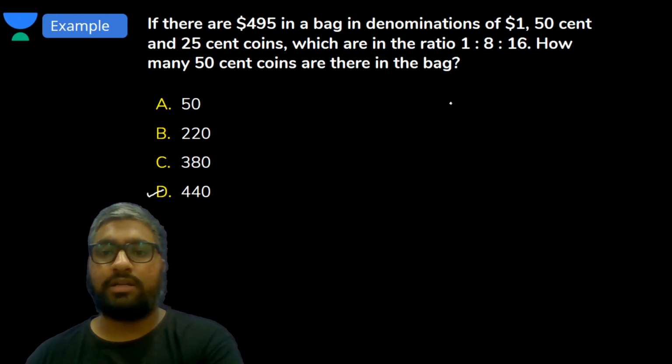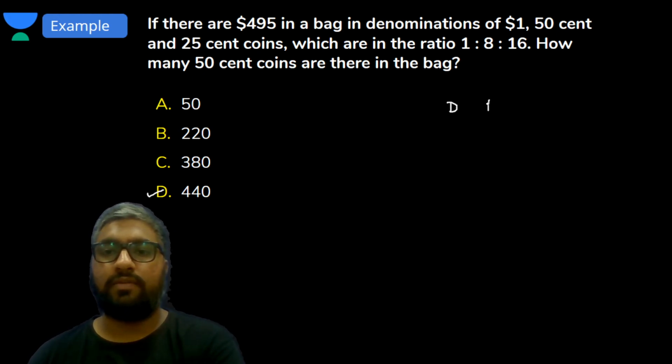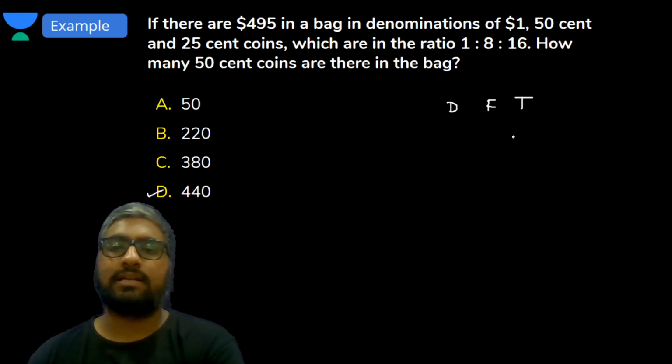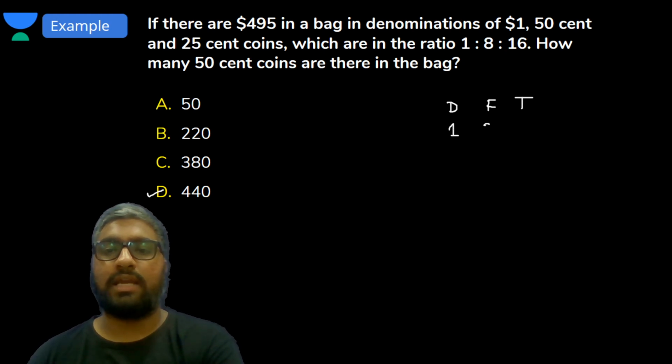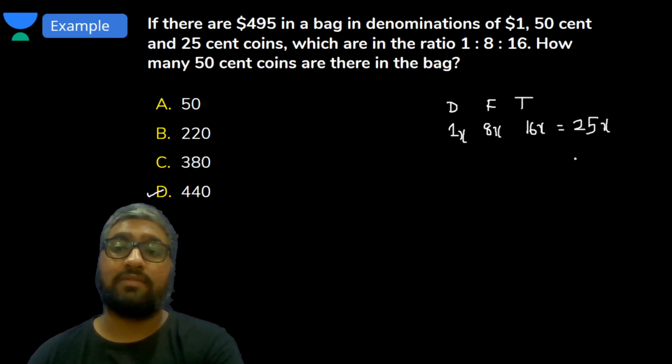Let's call them dollar, 50-cent, and 25 cents. Yes, these are the coins. What is the ratio? 1:8:16. So the number of coins would be 1x, 8x, 16x, which is how much? 25x. So the total coins are in the ratio 25x.